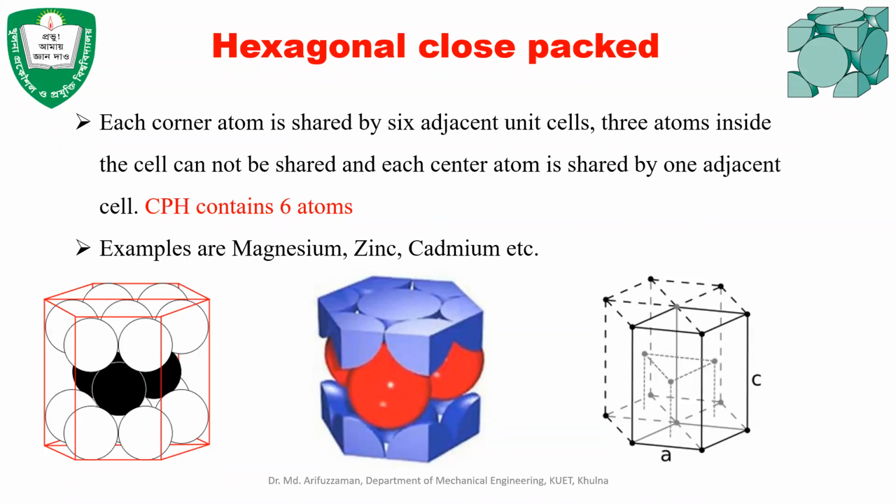So each corner atom we can represent as 1/6 of an atom, and the middle atom is shared by only 1 unit cell, and that is why there will be half atoms. And the total number of atoms in close-packed hexagonal will be 6 atoms. The examples are magnesium, zinc, and cadmium.